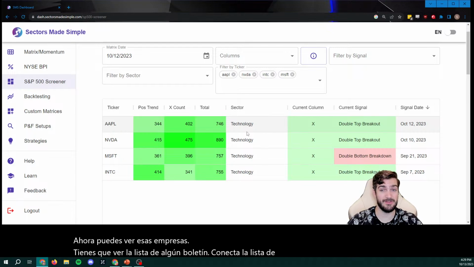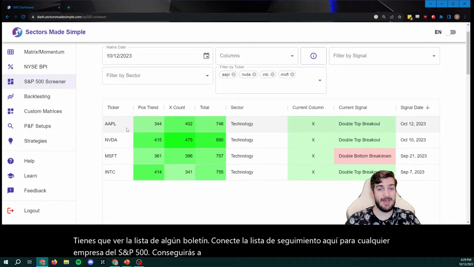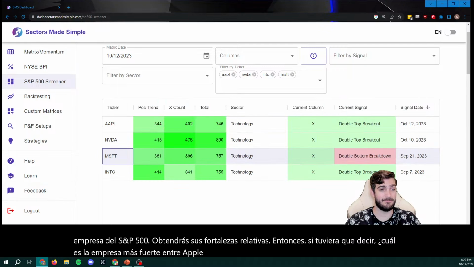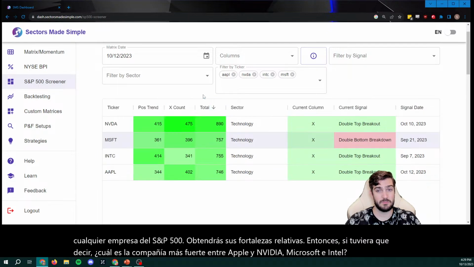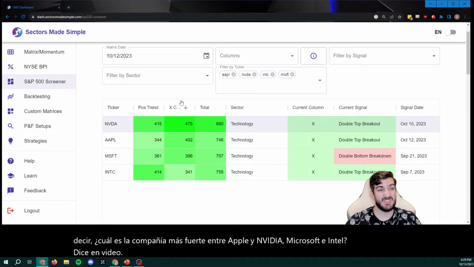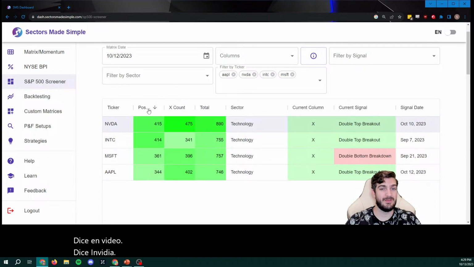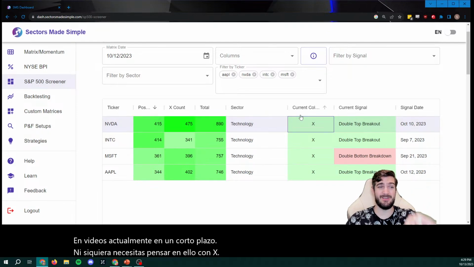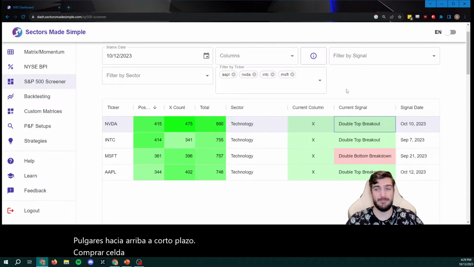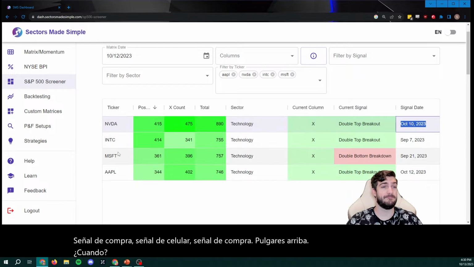For any S&P 500 companies, you'll get their relative strengths. So if I had to say, what is the strongest company between Apple, Nvidia, Microsoft, and Intel? Total count says Nvidia. Short-term strength says Nvidia. Positive trend strength also says Nvidia. Nvidia is currently in a short-term thumbs up. Don't even need to think about it with X. Green box, thumbs up. Red box, thumbs down. Short term, thumbs up. Buy signal, sell signal, buy signal, thumbs up. When? Tuesday.